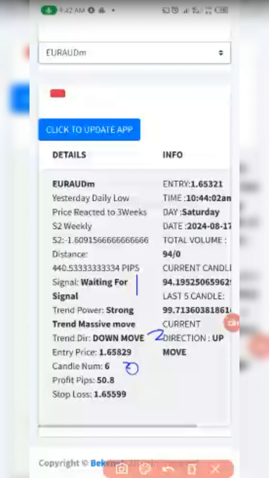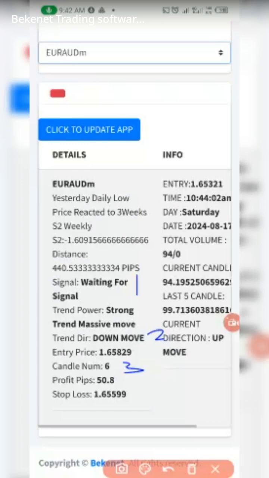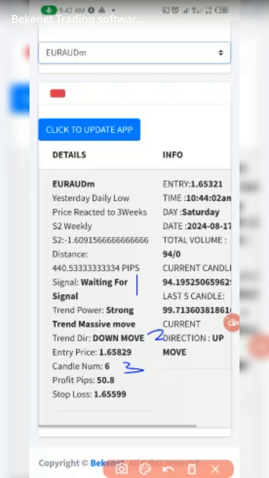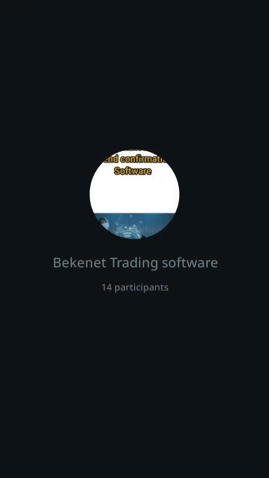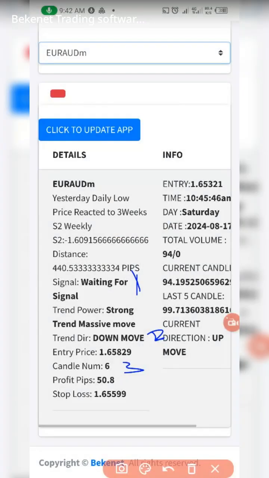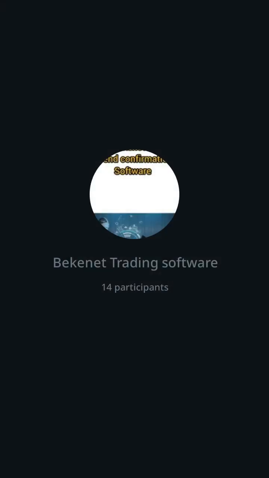Are you following me? If you are following me, say yes, or mute yourself. Yes, I'm following you, sir. Now, this is how it works. Number 1 and number 2 must align together. Number 1 is a signal. Number 2 is a trend direction. They must align together. So if number 1 is telling us sell zone, number 2 must tell us down move.